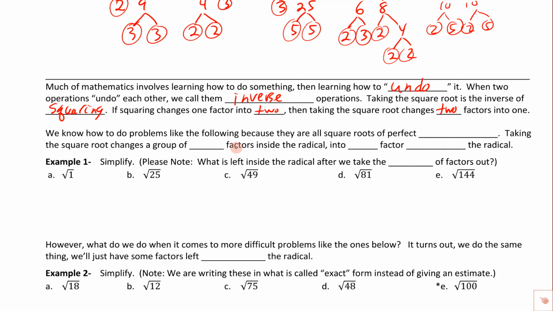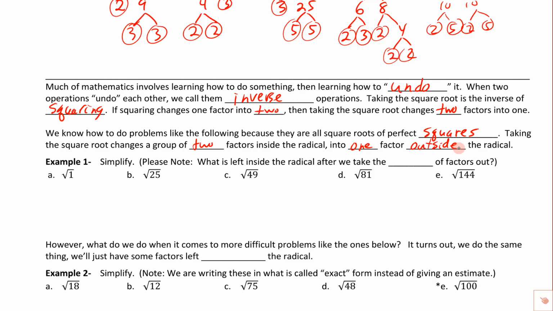So when we look at this next group of problems, I realize these are all perfect squares, and we already know how to find square roots of perfect squares. So go ahead and write that down. We already know how to find square roots of perfect squares. Taking the square root, though, we're going to do these again, and we're going to think about it this way. We're going to think about it as the square root changes a group of two factors on the inside of the radical into one factor on the outside of the radical.